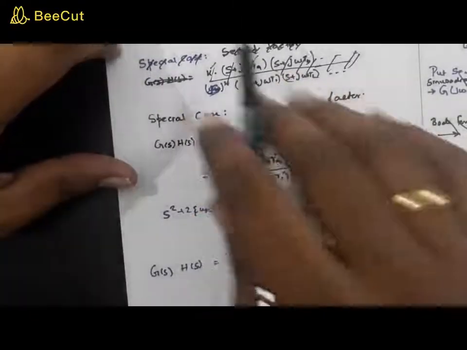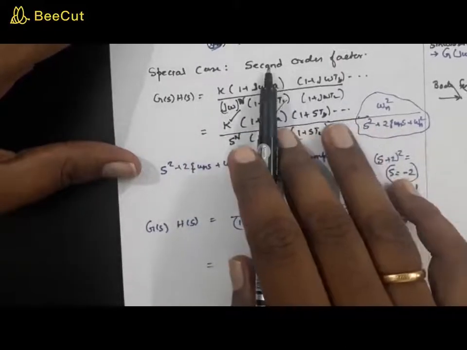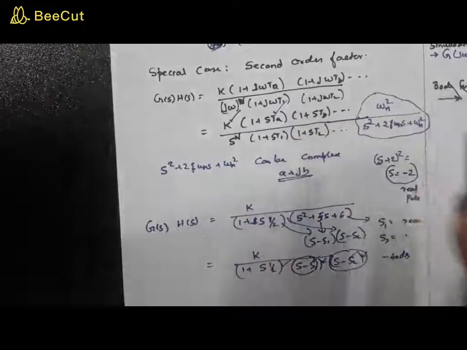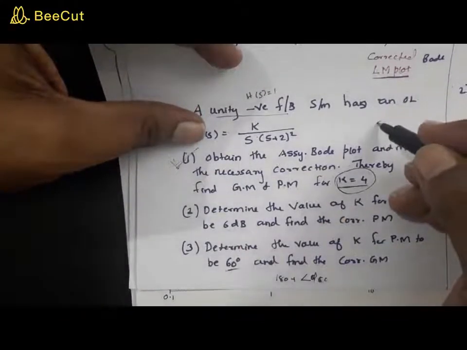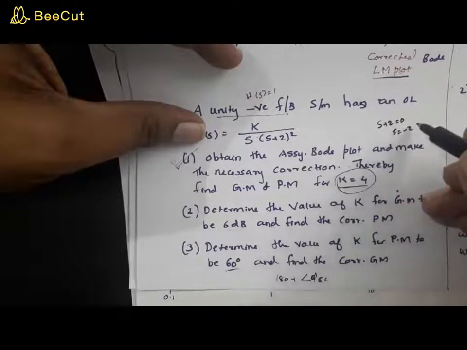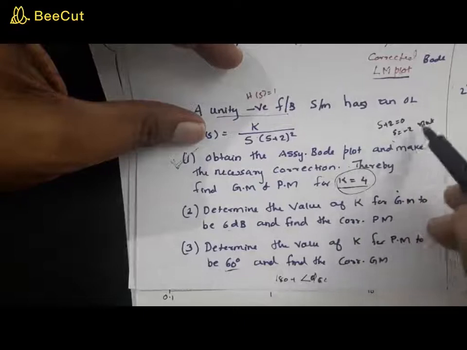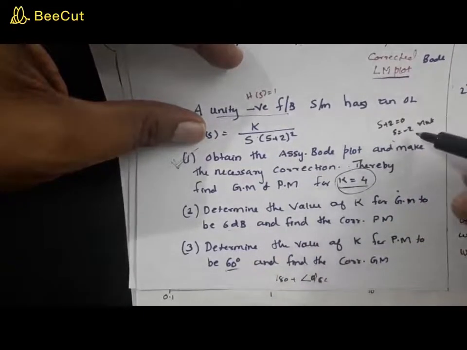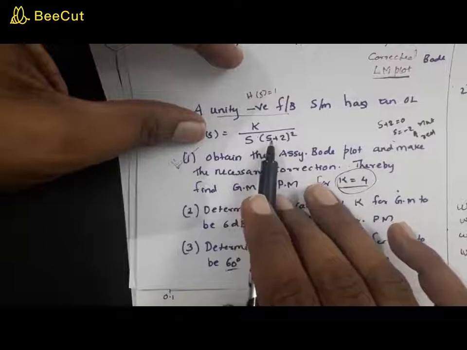Now, we are going to deal with a special case where we consider a second order factor. You might be wondering, (s plus 2) the whole square is also a second order factor, right? That's true. When you equate that to 0, you will get s is equal to minus 2, meaning that this is a multiple pole sharing the same location. So this is a second order pole, but the nature of it is a real term.